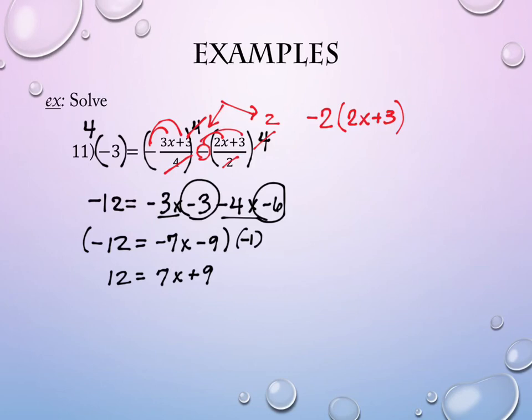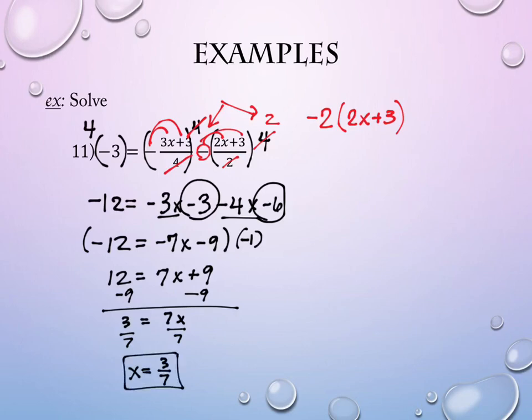What could we do next? Minus 9. We can subtract 9. So what's 12 minus 9? 3. So now I have 3 equals 7x, and divide by 7. Yeah. So it's not a very nice number again, right? In this instance, it's not a whole number or an integer. It's the fraction 3/7.